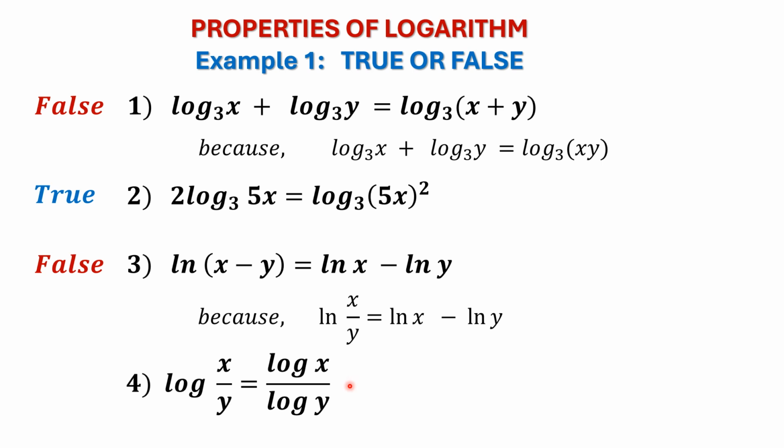For the fourth question, log of x divided by y. So it looks like this is log of the quotient. So it is equal to log of x divided by log y. So it looks like this log is distributed to numerator and denominator, which is not correct. So this is false because this log of x over y is a quotient property, which is equal to log x minus log y. It's not equal to this.